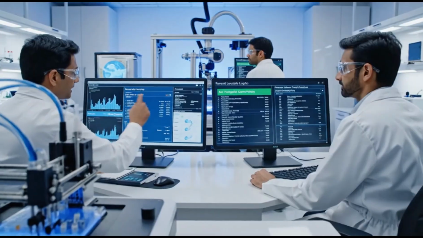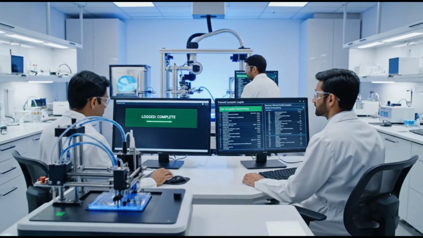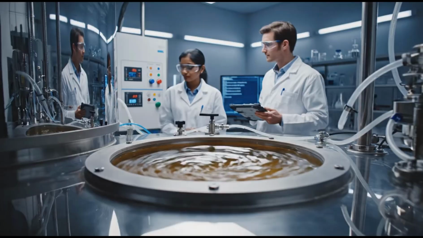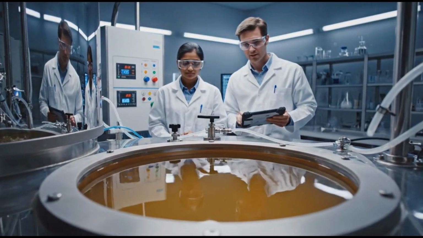The automated system has logged the complete medium composition. And the digital records confirm full traceability. Everything is consistent. Is the homogeneous solution stable? Confirmed. Ready for cell cultivation.